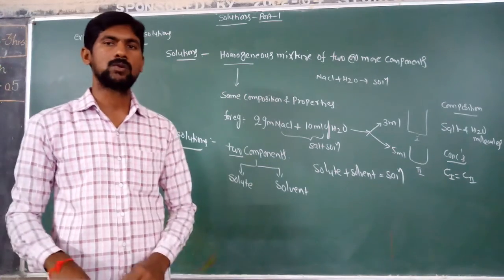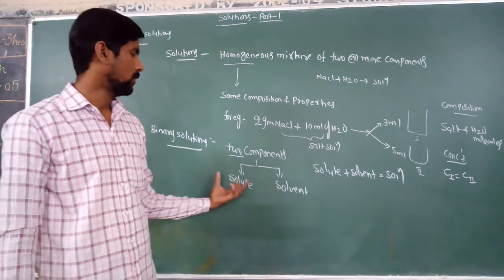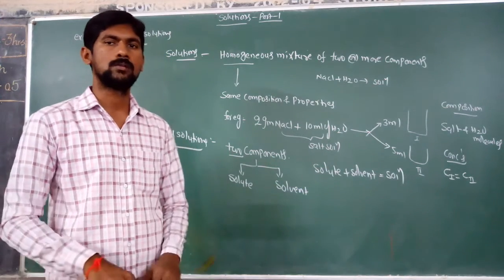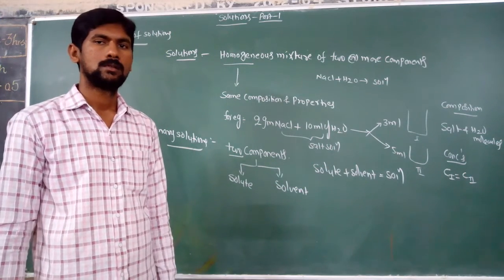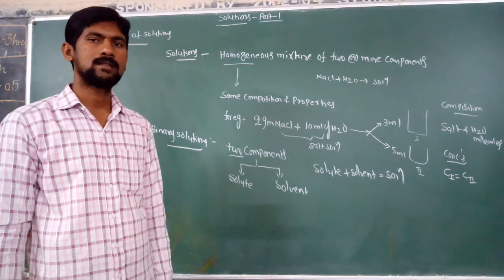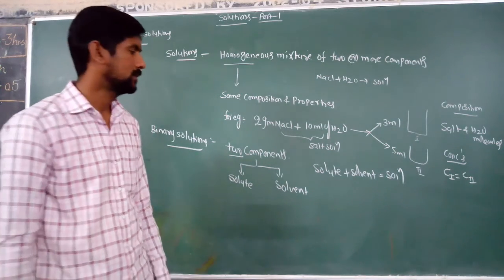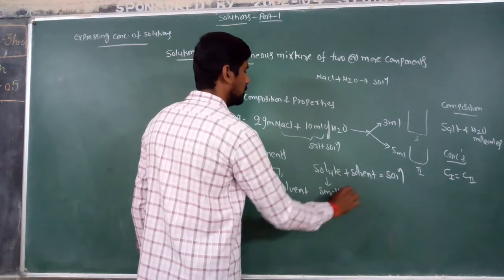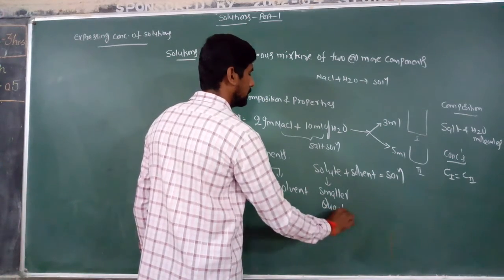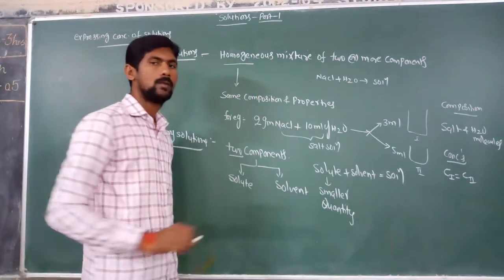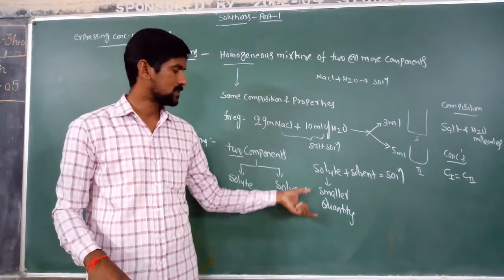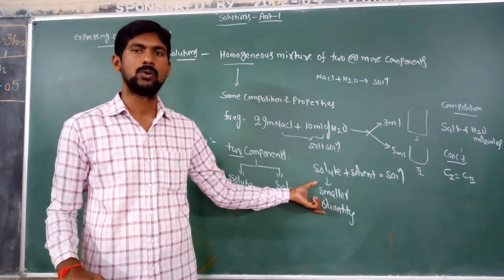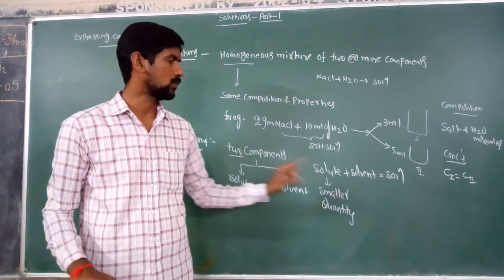Solute plus solvent is equal to solution. So one is solute, another one is solvent, and total it is solution. What is solute? Solute means the substance which is present in smaller quantity. The substance which is present in smaller quantity in solution is known as solute. Solute means smaller quantity.